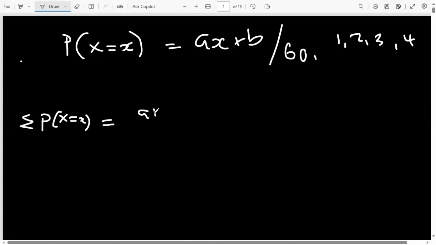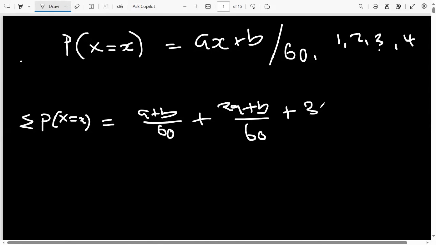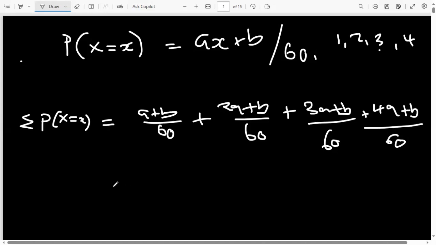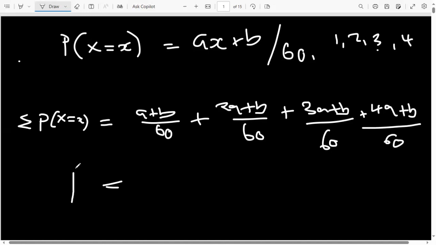You're going to get A plus B divided by 60. Then plus, where there's X, we put 2 now. So this will be 2A plus B over 60. Where there's X, we put 3 now, so this will be plus 3A plus B divided by 60. And then plus the last one where we put 4, so it will be 4A plus B divided by 60. We just have to add all this, and we know that the summation is always equal to 1. So we put 1 here.